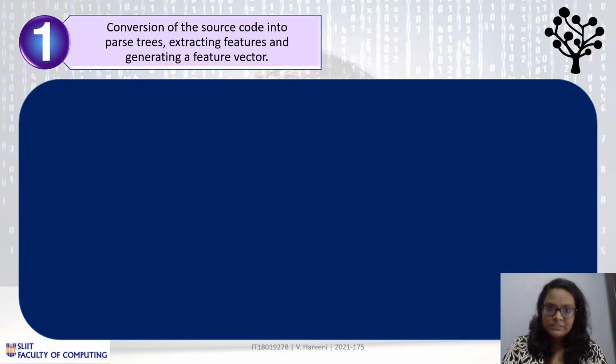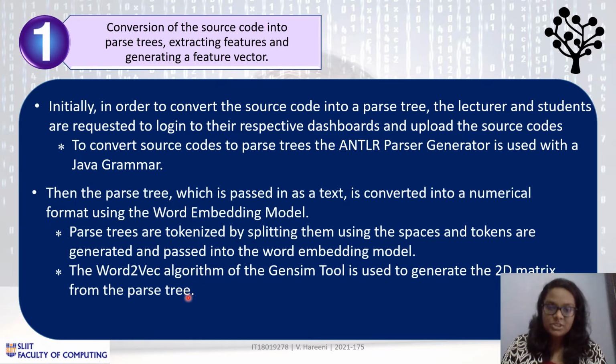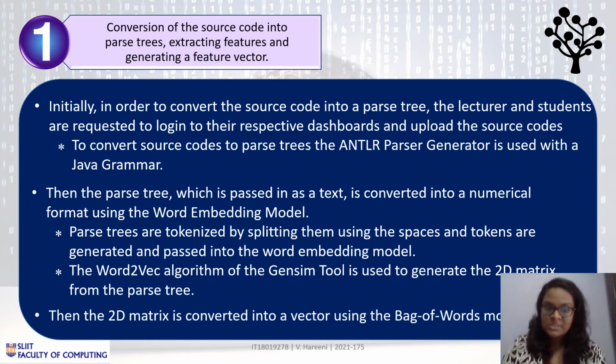So the first function is the conversion of the source code into parse trees, extracting features and generating a feature vector. As you can see, initially, in order to convert the source code into a parse tree, the lecturer and the students are both requested to log into their respective dashboards and upload their source codes. These source codes are converted into parse trees using the ANTLR parser generator with a Java grammar. Then this parse tree is converted into a numerical format using the word embedding model. First, they are tokenized using the spaces, and then these tokens are passed into the word embedding model. The Gensim tool has the Word2Vec algorithm, which will convert this into a 2D matrix. Then this 2D matrix is passed through the bag of words model to generate a feature vector.